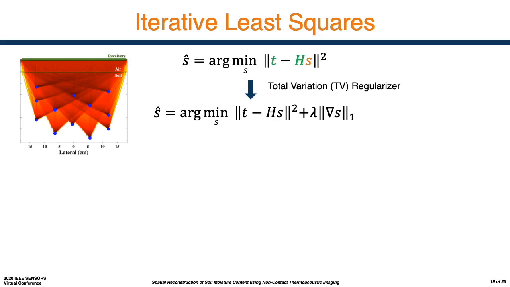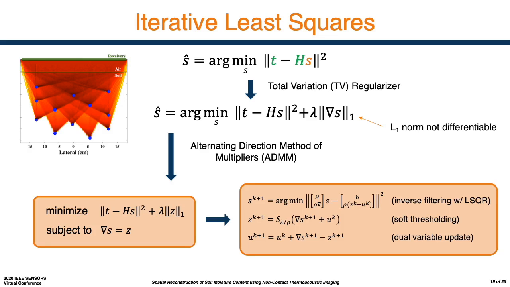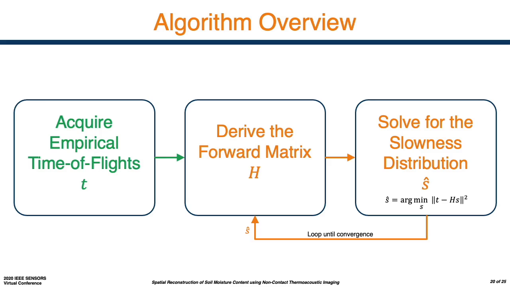While this regularizer helps to make the problem better posed, it does complicate the reconstruction. The L1 norm is not differentiable and thus prohibits direct inverse filtering methods to solving least squares problems. Instead, we use the alternating direction method of multipliers, or ADMM, to solve this problem. After a number of ADMM iterations, an updated slowness distribution is found. If we stop here, however, the result will not be great due to the fact that the forward matrix H was constructed assuming a uniform soil sound speed distribution. Instead, we can feed back the found slowness distribution to rederive the forward matrix and repeat the process. This is looped over until the slowness distribution converges.